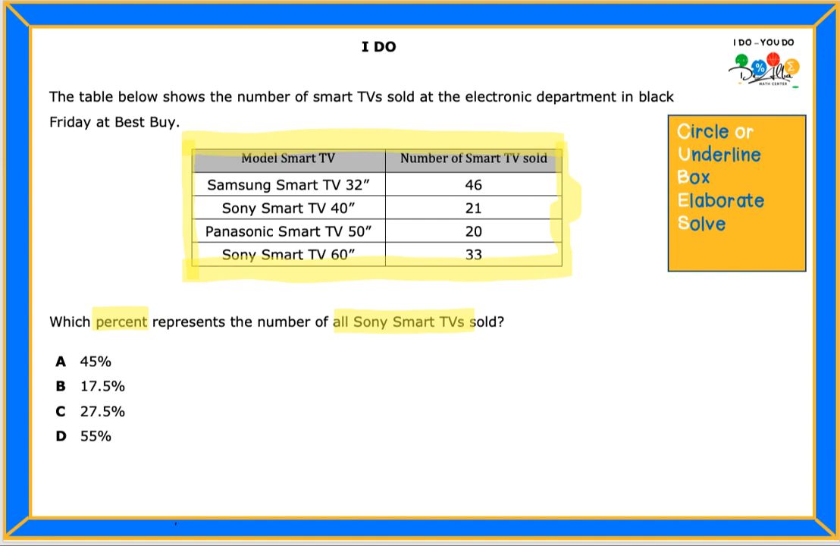So I did circle or underline; in our case, I did highlight. I have to box the question. The question is the percent for all the Sony smart TVs.